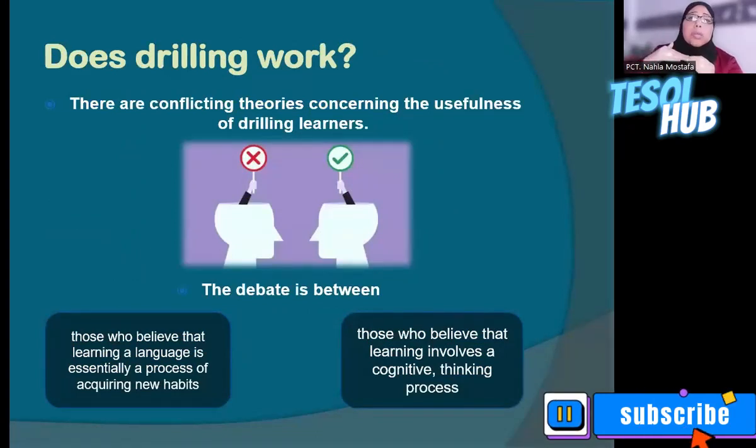So in drilling, there were many different opinions. Let's say that we will divide them into 2 parties. The first party is for those who believe that learning language is essentially a process of acquiring new habits. And there are some people who believe that learning involves cognitive and thinking process. And of course, some people are with and some people are against.